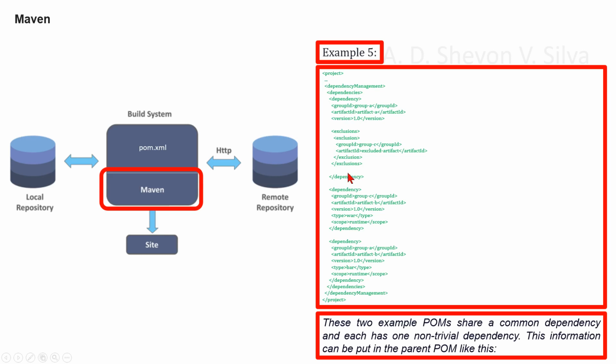Here there are two examples of POMs that share a common dependency, and each has a non-trivial dependency. This information can be put in a parent POM like this. This is the parent POM. The dependency management section is a mechanism for centralizing dependency information. When you have a set of projects that inherits from a common parent, it is possible to put all information about the dependency in the common POM and have simpler references to the artifacts in the child POMs.